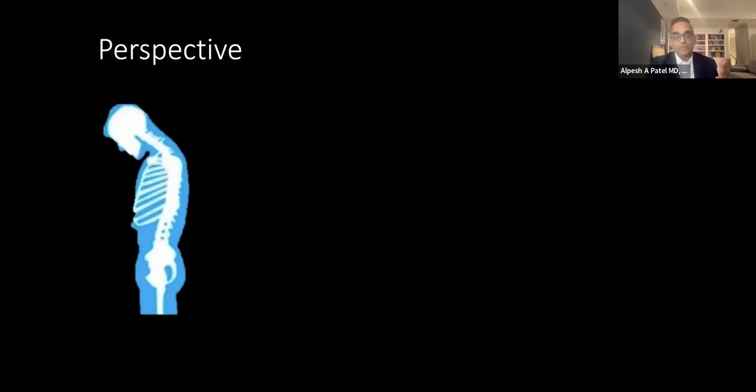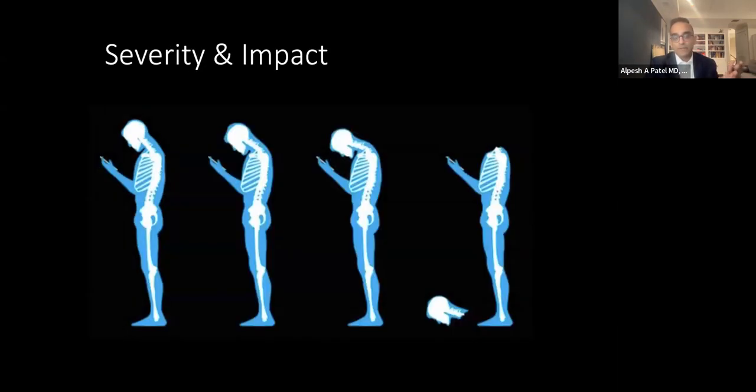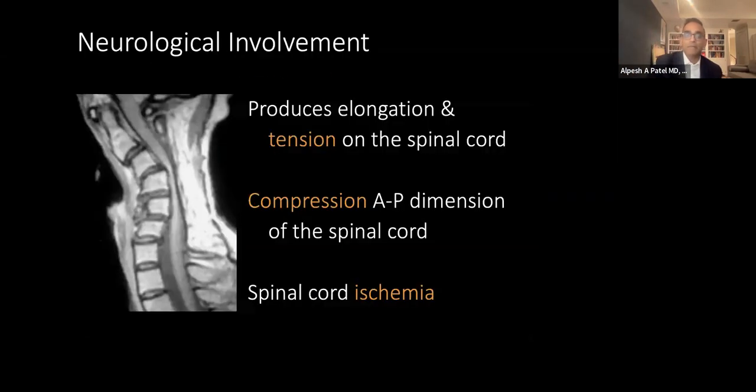And just for perspective, when we think about different degrees of kyphosis, we want to think about what's the severity and what's the impact of that degree of kyphosis. Most of us live on the left side of this make-believe chart, because we're looking at our phones all the time. Many of us will hopefully never end up on the right, but a lot of our patients with pathology are going to be somewhere in the middle. And we have to think about how much severity they're having and what the impact of that is.